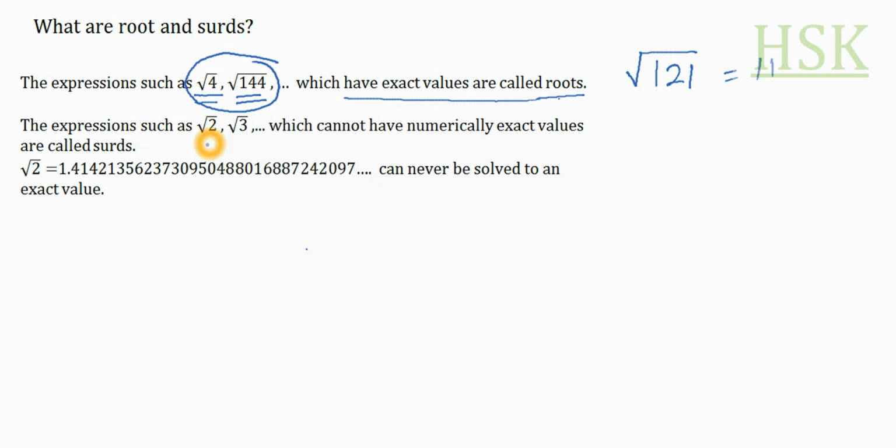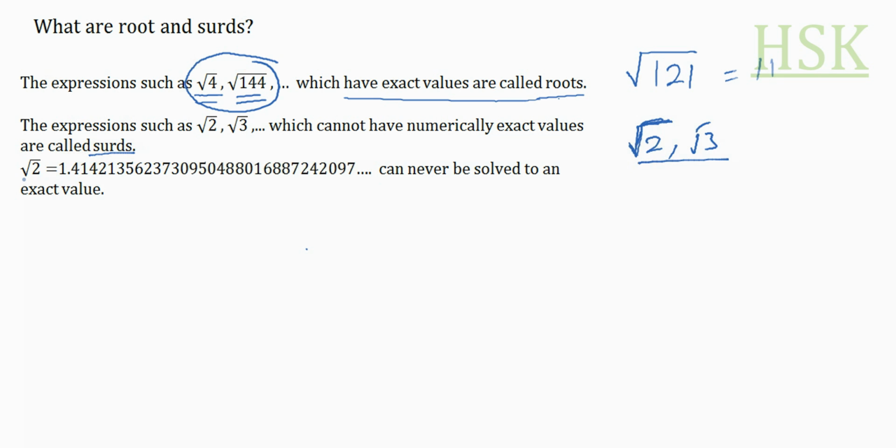The expressions such as root 2 and root 3, which cannot have numerically exact values, are called surds. So root 2 and root 3 do not have an exact value. The values written under the radical sign which do not have an exact value are called surds.